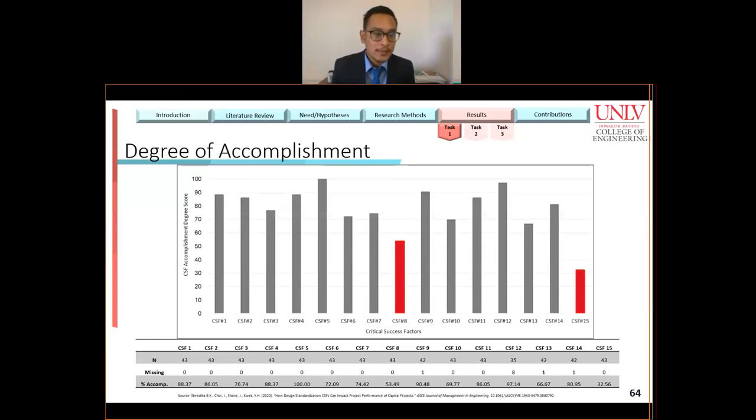So let's start with the results for task one. I want to start with the degree of accomplishment analysis. In this graph, you can see that there are quite a few CSFs which have higher levels of accomplishment. Most noticeably, CSF 5, Basic Engineering Design Data, CSF 9, Experience and Capability of Project Team, and CSF 12, Technology Maturity. But I want to focus on the ones that have lower accomplishment: CSF 8, Constructability of Standardization, and CSF 15, Feasibility Analysis of Standardization. Based on the analysis of the actual projects being implemented with the standardization strategy, these two CSFs are not being accomplished at a higher level, and the industry needs to focus on accomplishing these CSFs more.